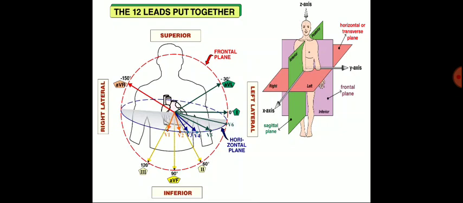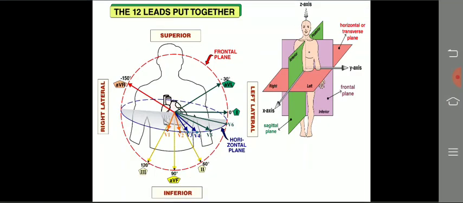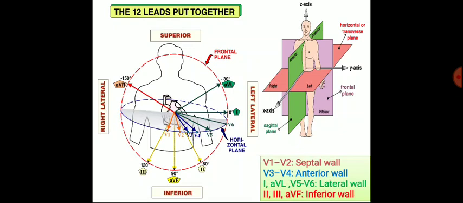When we put all the 12 leads together and look at all the planes of the human being, we know that the human body is divided into different planes: anterior, posterior, right and left, frontal plane, sagittal plane, horizontal plane and vertical plane. Leads V1 and V2 show the activity of the septal wall, while V3 and V4 show the activity of the anterior wall. This is the horizontal plane.